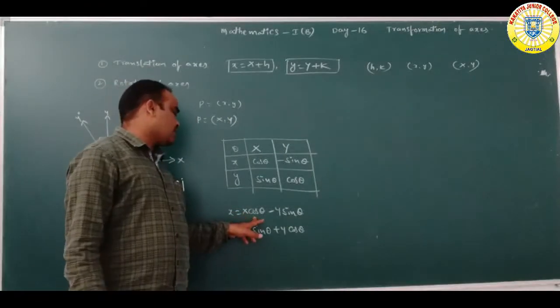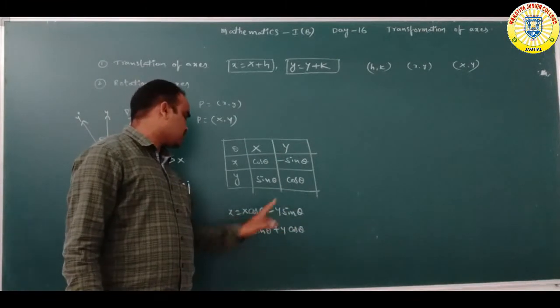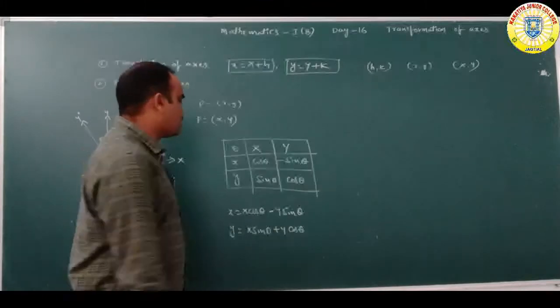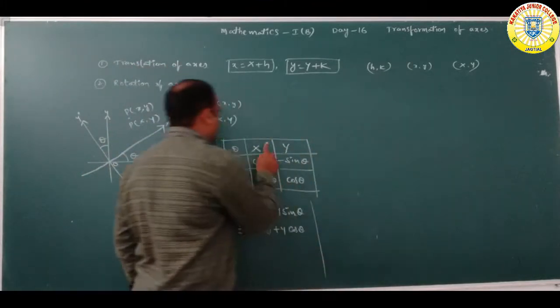Small x is equal to capital X cos theta minus capital Y sin theta. Small y is equal to capital X sin theta plus capital Y cos theta. Here we want the capital X value.